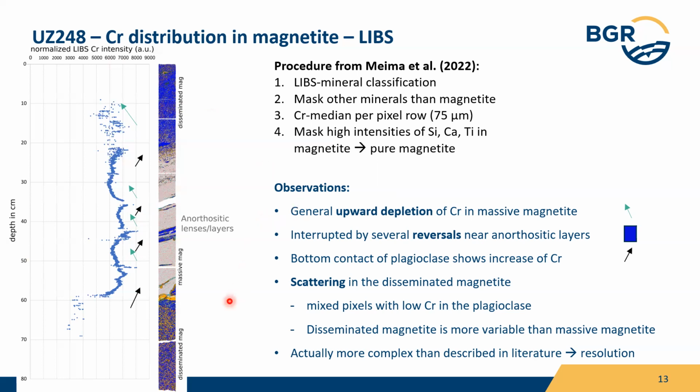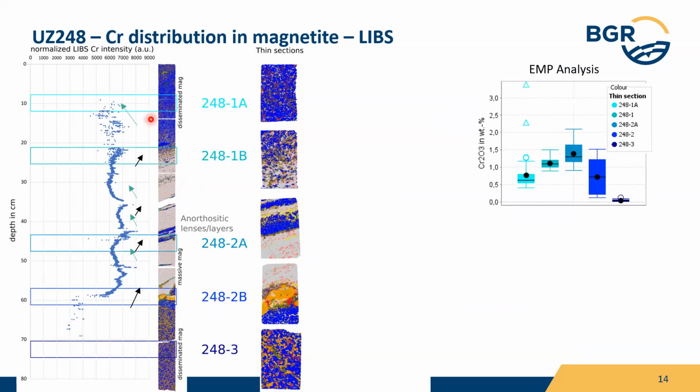But it is actually far more complex than it has been described before in the literature, and we think this is due to the new opportunities having really high resolution here. So I said before, these were just relative values from the LIBS. And to validate what we measure with the LIBS, because LIBS is quite fast and you can measure without a lot of preparation, we took thin sections.